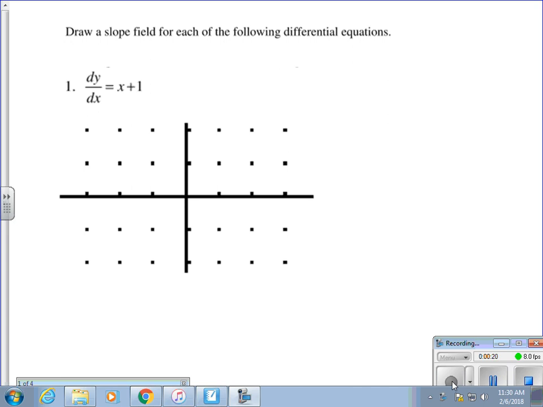The idea of a slope field is that I have a differential equation. In this case, my differential equation is dy/dx equals x plus 1. A slope field is a way of finding all of the general solutions to a differential equation.